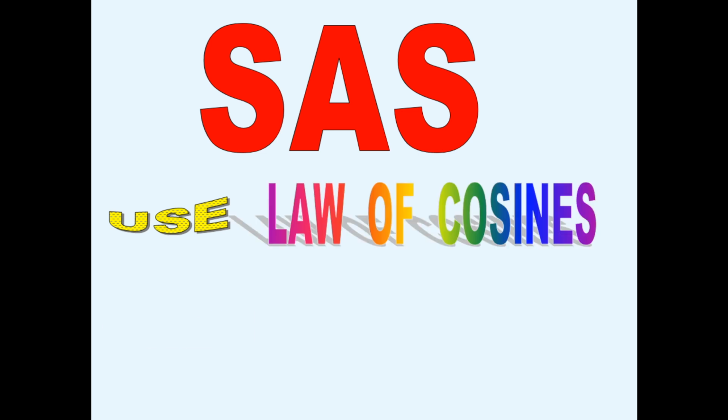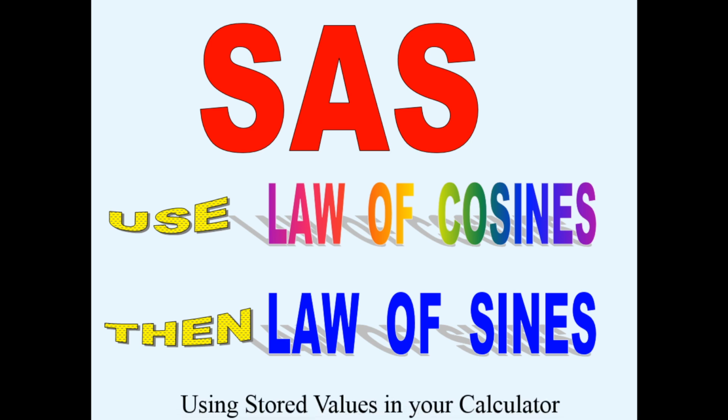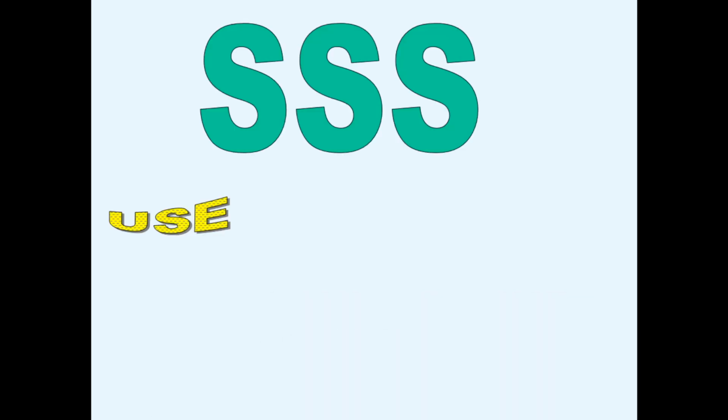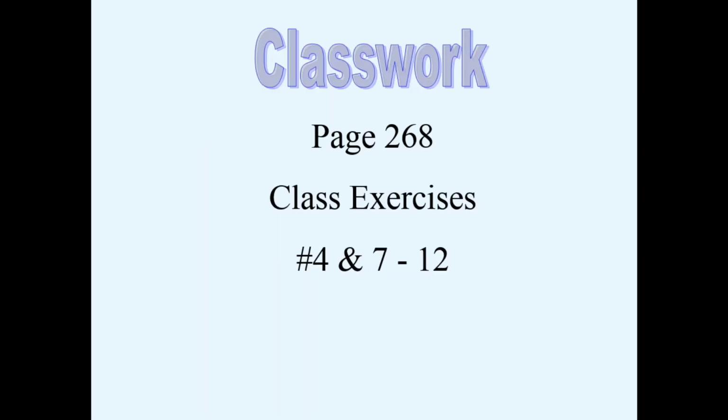Okay, so here's a little summary. Anytime you have SAS, side, angle, side, that means we're using the law of cosines, then the law of sines. What about SSS, side, side, side? Also using the law of cosines. Or you can use the law of cosines twice, or the other way, you can use the law of sines to find the rest of the unknowns.